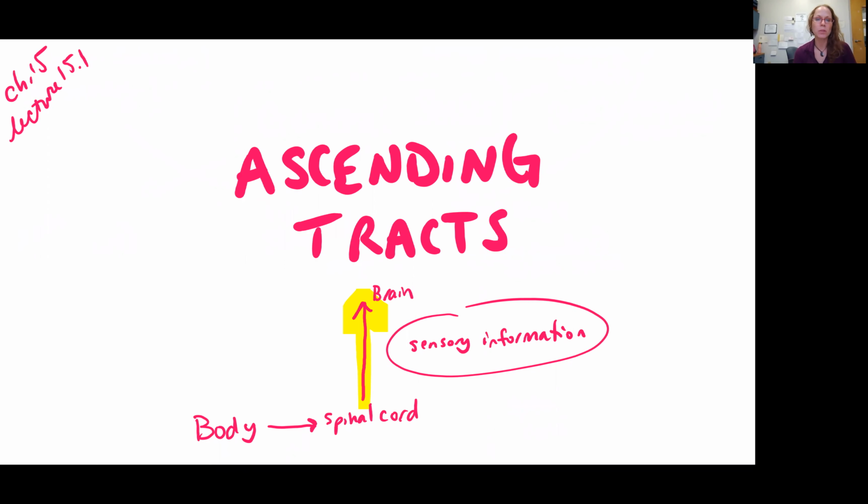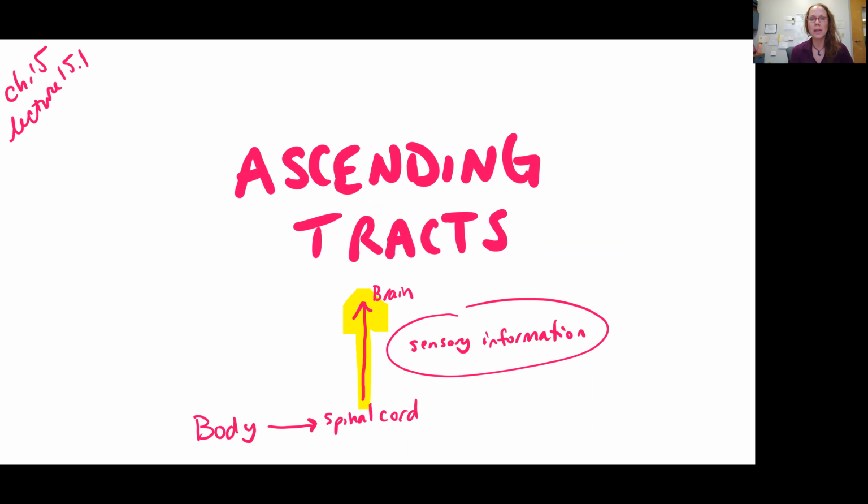Our job here in Chapter 15 is just to begin looking at the connections between information traveling from the body to the spinal cord up to the brain for processing, and then we'll do the reverse of that. So our next video is looking at what are called descending tracts, which is how information from the brain is traveling down the spinal cord and then out to the body. So we're beginning to connect things together.